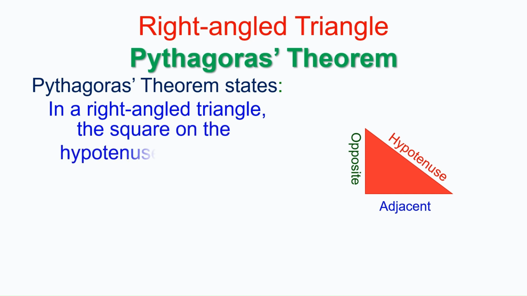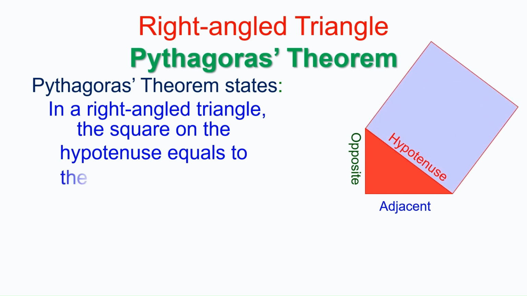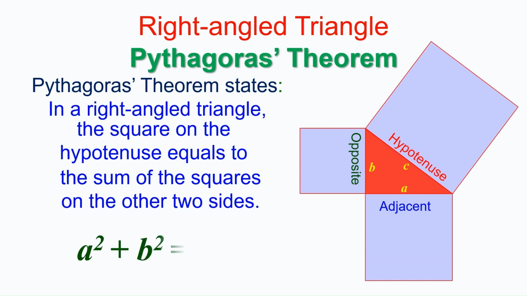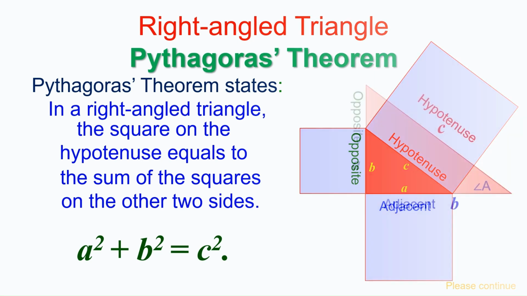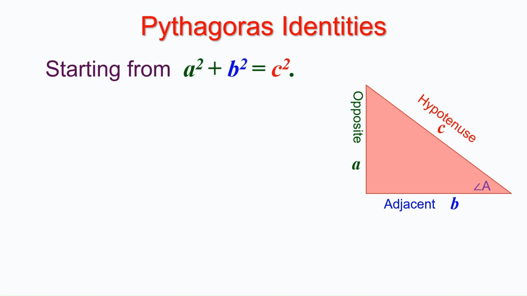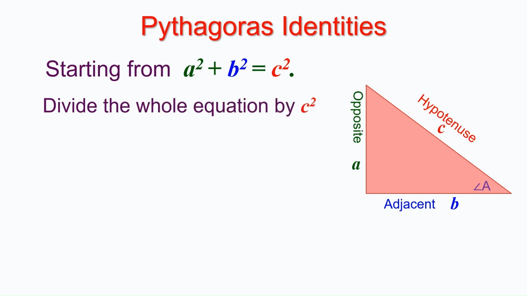As we know, Pythagoras' theorem states that in a right-angled triangle, the square on the hypotenuse equals the sum of the squares on the other 2 sides. If the opposite side is a, the adjacent is b, and the hypotenuse is c, then as per Pythagoras' theorem, a squared plus b squared equals c squared. Quick revision of Pythagoras' identities. Starting from a squared plus b squared equals c squared, we can derive 3 identities as follows.